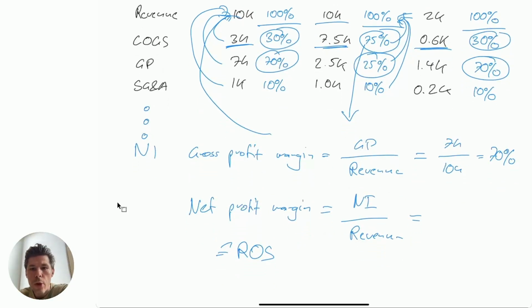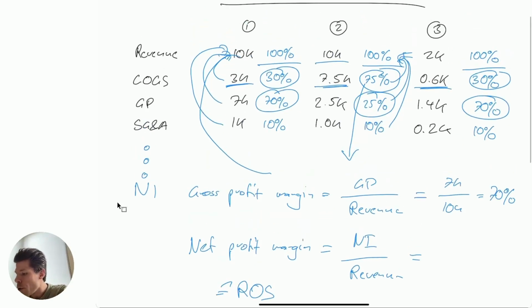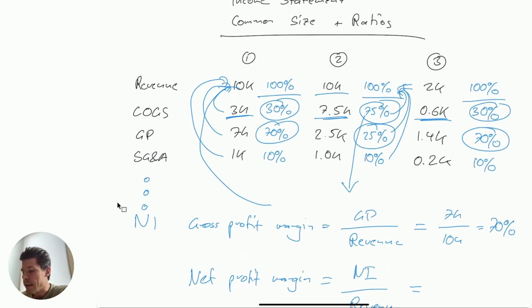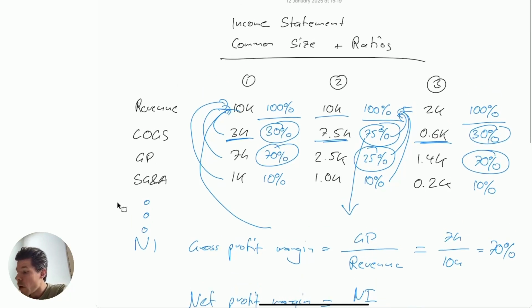Sometimes we use operating profit, pre-tax margin, and so on. In the end, all those ratios are a kind of common size. We can also do the same for a balance sheet, either on the equity side or on the asset side, which I will explain in another video.